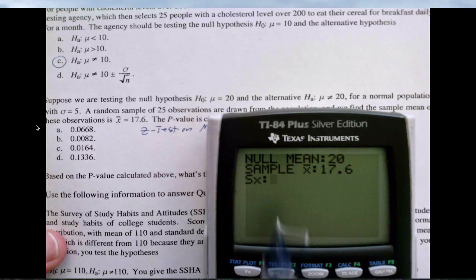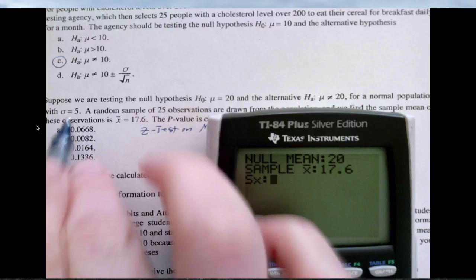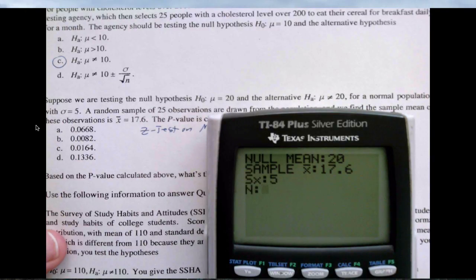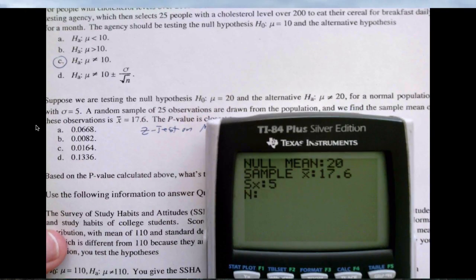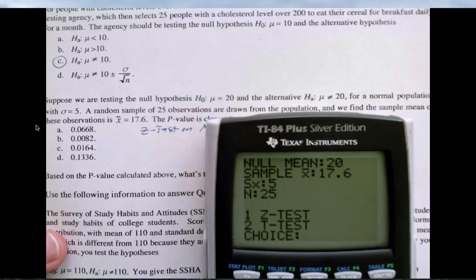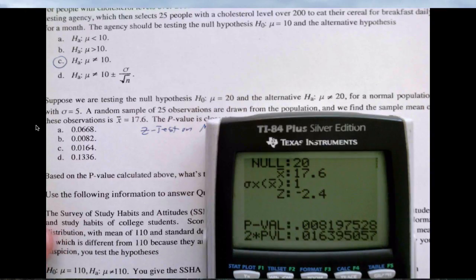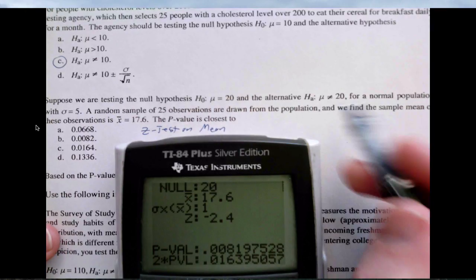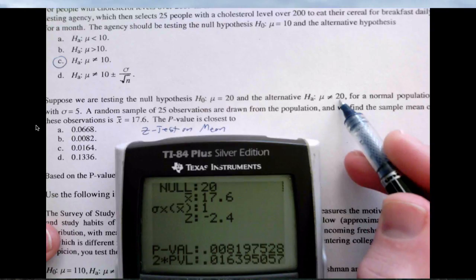Okay, the standard deviation was 5. Sample size here was 25. Okay, and we're going to run this as a z-test. All right, and we are running this as a not equal to test, so we double the p-value.